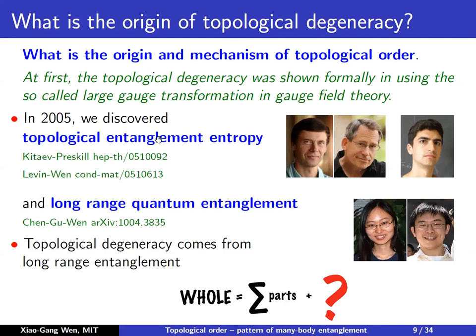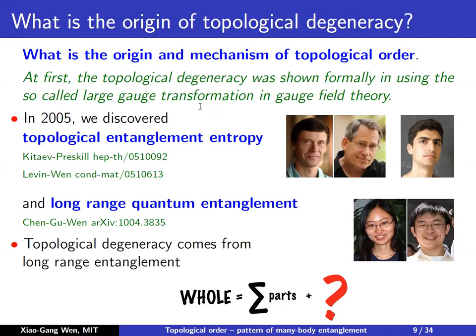The subleading term is non-zero only when you have a non-trivial topological order. So this suggests that topological order and entanglement are related. That's maybe the first sign that entanglement may play an important role. Topological order was introduced in 1989, before the age of quantum computing, so nobody talked about entanglement and qubits.